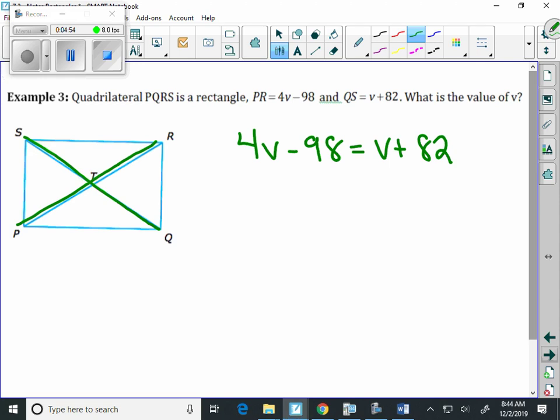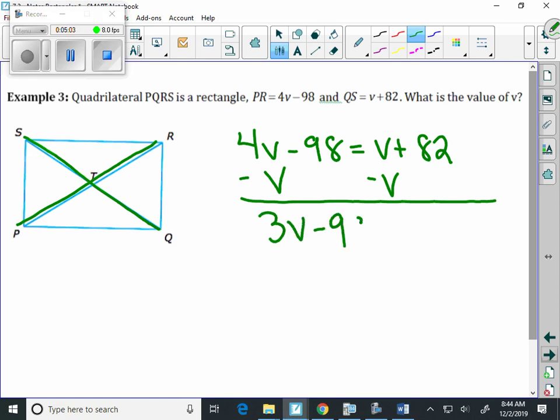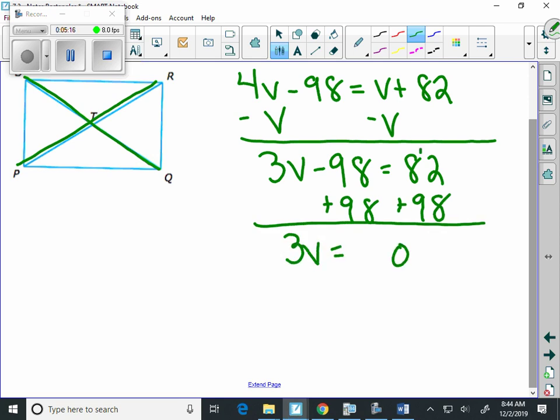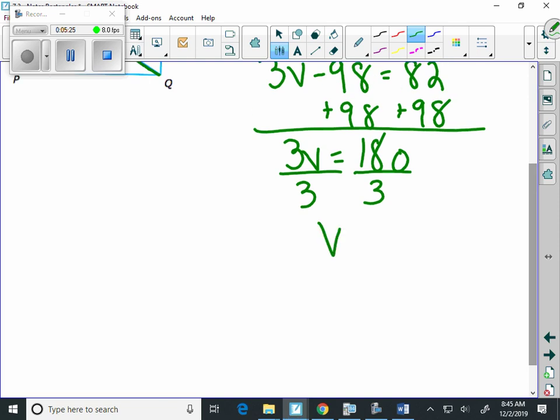And we can solve it the way your Algebra 1 teacher taught you. Subtract V from both sides. And we have 3V minus 98 equals 82. Add 98 to both sides. And we have 3V equals 180. And then when we divide both sides by 3, we'll get our value of V, which is 60.